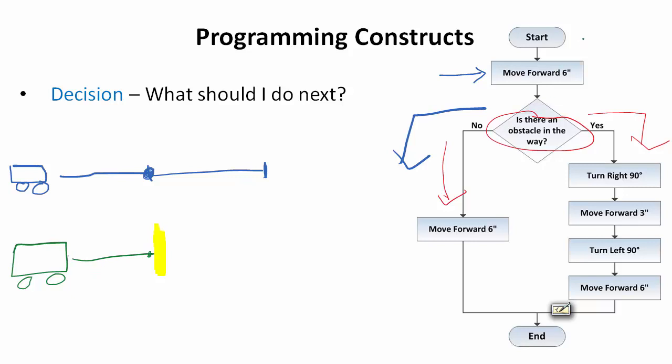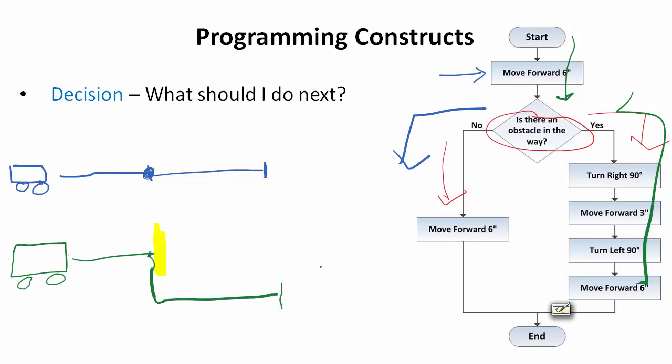So it's gone through the program, it's gone through the 6 inches, and it says, is there an obstacle in the way? And in this situation, there is an obstacle in the way, so it's going to do something else. It's going to turn right 90 degrees. We're going to head down this path right here, and it's going to turn right. So it's going to turn right, and then it's going to move forward 3 inches, and it's going to turn left, and then it's going to move forward 6 inches. Okay. Now look at what happened here.